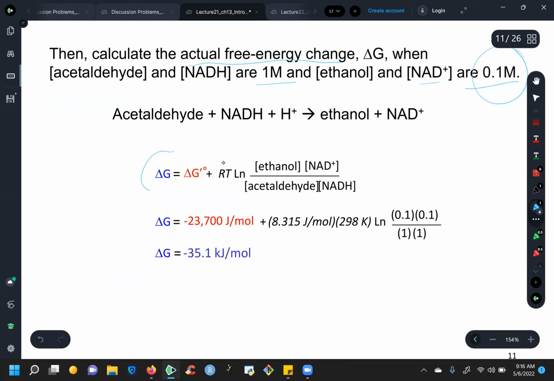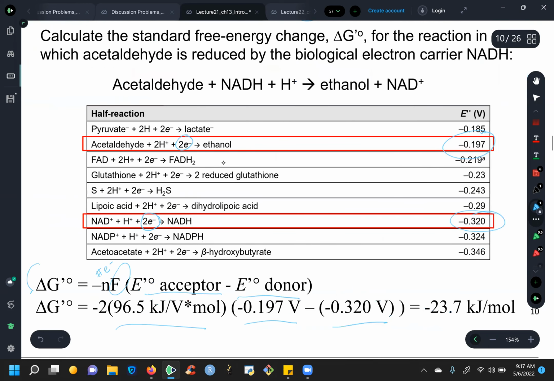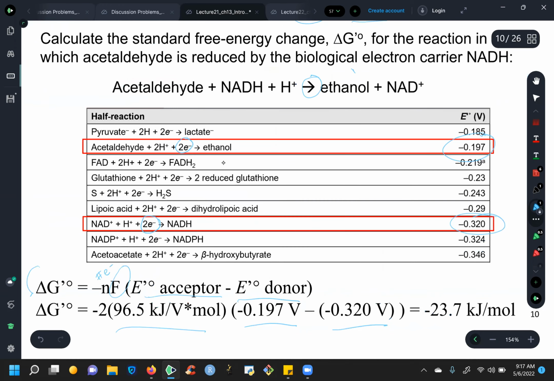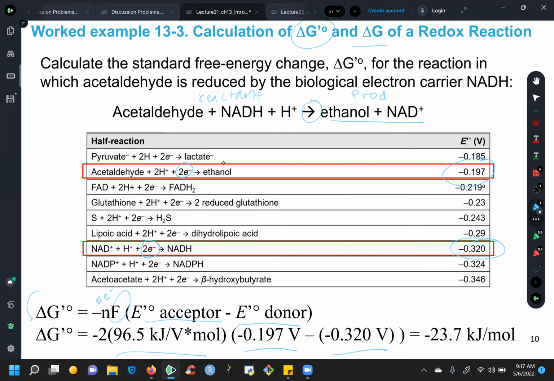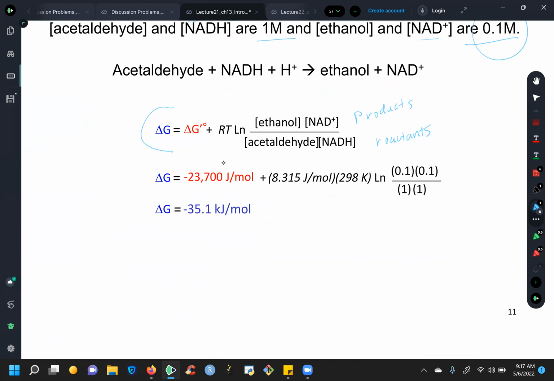So this is the equation that you would use, and it's always products over reactants. They gave you the equation up above right here. The first thing I do is find my arrow, and then I label. On the right are my products, on the left are the reactants, and that way you know how to organize your equation. So it would be the products, ethanol and NAD plus, over the reactants, and that's exactly what they have here. Oh, there's no rearrangement. You just plug stuff in.